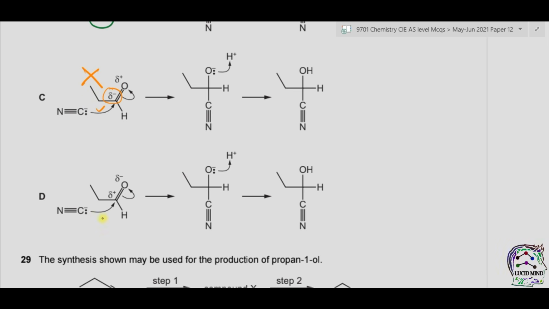In part D, the arrow is correct. Carbon is partial positive, oxygen is partial negative, electrons move towards oxygen. Then this lone pair on oxygen attacks H plus to form this product. Correct answer is therefore D.